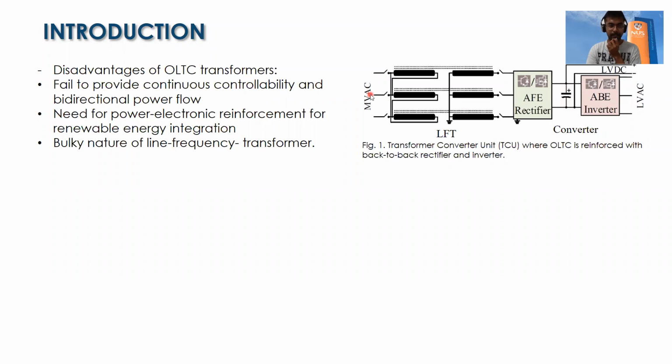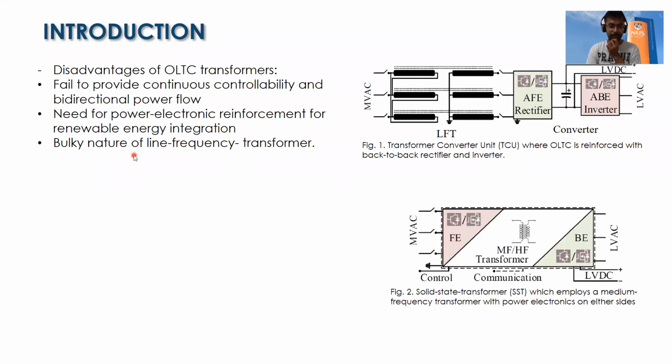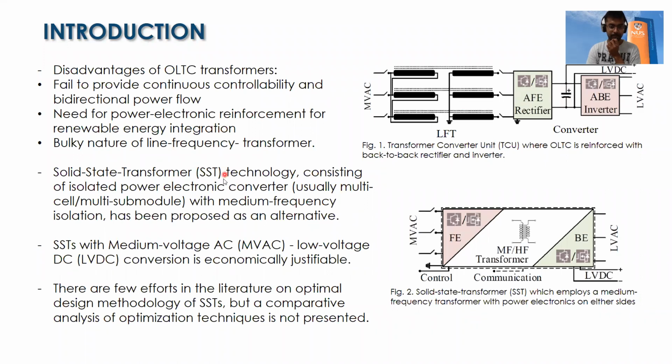So the online tap changing transformers are quite common in the power system today. However, they have certain disadvantages in terms of failure to provide continuous controllability and bidirectional power flow, and are criticized for their bulky nature. And anyway, they need power electronic reinforcement for integration of renewable energy. On the other hand, solid-state transformer technology has been proposed as an alternative for the OLTC, and it consists of isolated power electronics converters on either side of a medium frequency transformer.